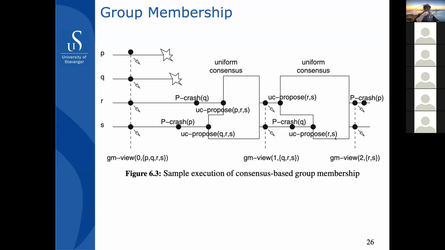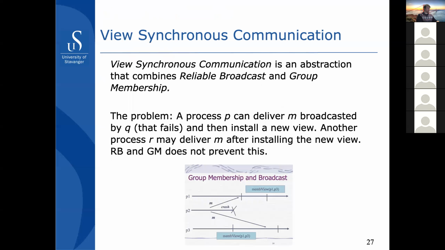So that's group membership. Is it okay? Maybe. The next thing, that's what they call view synchronous communication. And yes, I wrote this here. It's kind of an abstraction that's a combination of reliable broadcast and group membership. And yes, group membership was already a combination of consensus and failure detector.